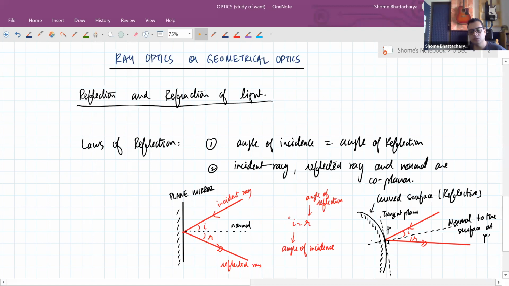So there is a proof of this law also, but it is based on a wave optics property. So we will not get into the proof over here. We just treat it like an experimental law. Okay. And we'll concentrate more on the applications of this.